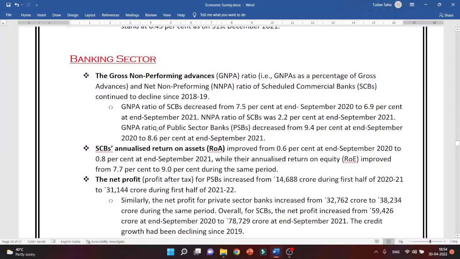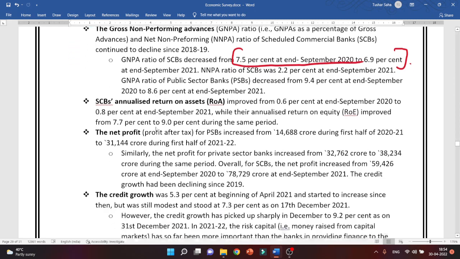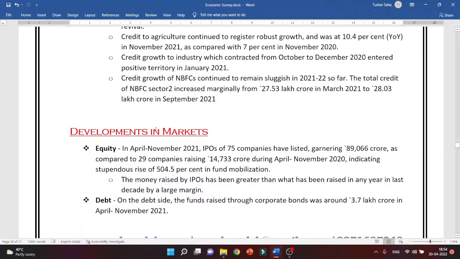Let's move to the banking sector. So in the banking sector, the gross NPA ratio decreased from 7.5% at end September 22 to 6.9%. So this means, okay, the NPA decreased. But here you will have to think, during the COVID, certain rules for NPA calculation were also changed, right? And that is how the data has come out. Okay, so you should consider that as well.